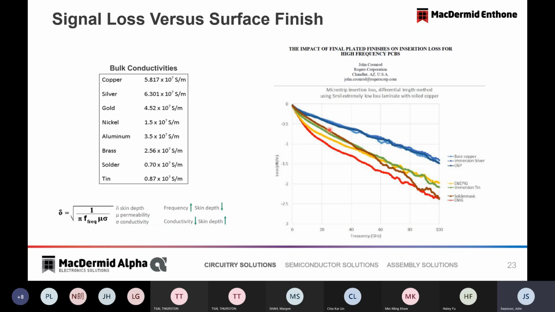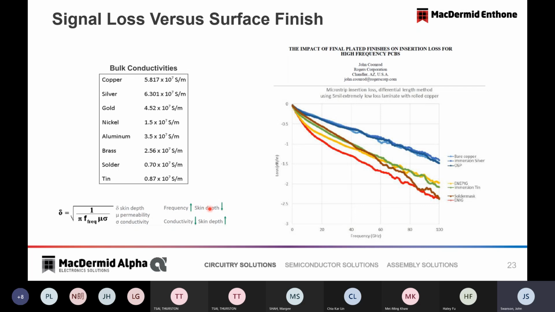So this is one reason why some designers have chosen immersion silver as a finish for high frequency applications. As you can see, there's less signal loss at given high frequencies. The reason for that is somewhat complex, but I will summarize the basic reasons. Here over on the left, we see skin depth. This symbol here is a representation of skin depth. And one key element to think about is that as frequency goes up, the skin depth goes down.